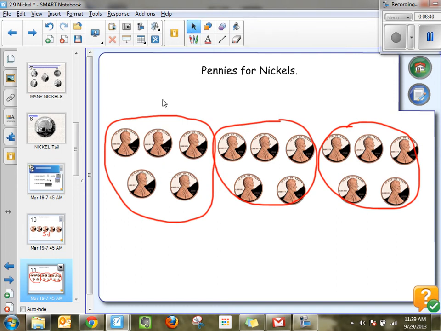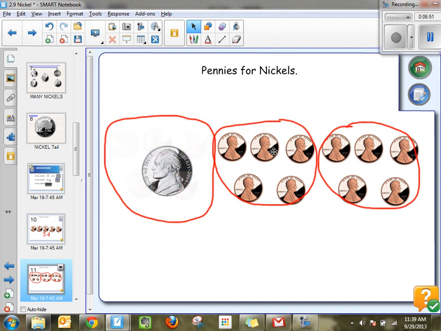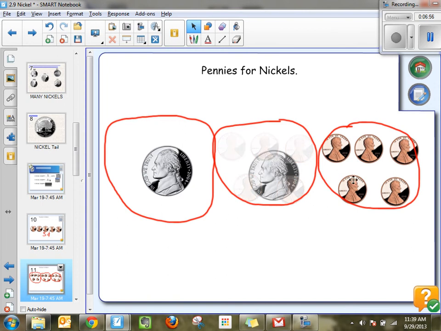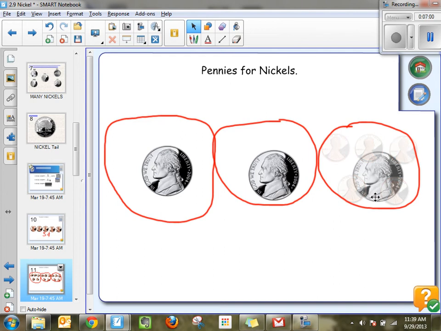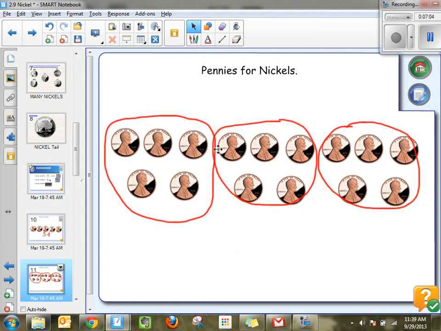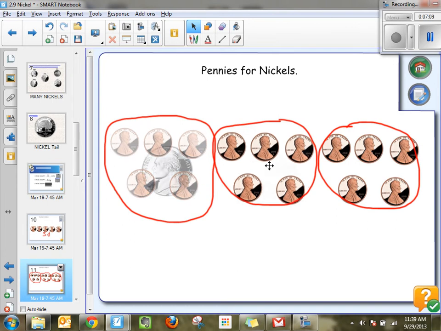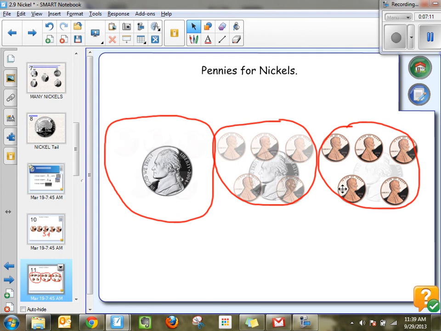So this group I can trade for 1 nickel, this group I can trade for 1 nickel, and then this last group I can trade for 1 nickel. Because again, 5 pennies is the same thing as 1 nickel. 5 more pennies is the same thing as 1 nickel. And then again, 5 more pennies is the same thing as 1 nickel. So you can see, instead of having to carry around all of those pennies that we had, I can get rid of all those pennies and make trades for nickels instead.